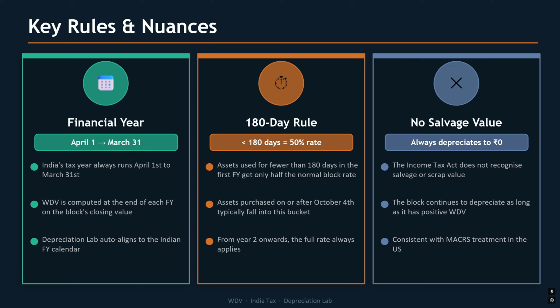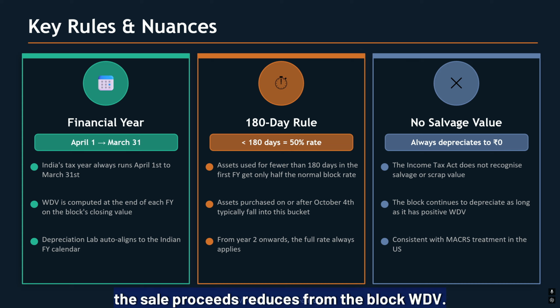The 180-day rule threshold is calculated from the date the asset was first put to use, not the date of purchase. If you buy an asset in September but do not put it to use until November, the clock starts from November. The financial year rule means quarterly reporting in India is based on April to June, July to September, October to December, and January to March quarters, not calendar quarters. Even if you sell an asset for scrap at the end of its useful life, the sale proceeds reduce the block WDV. They do not create a separate gain unless the block becomes negative.